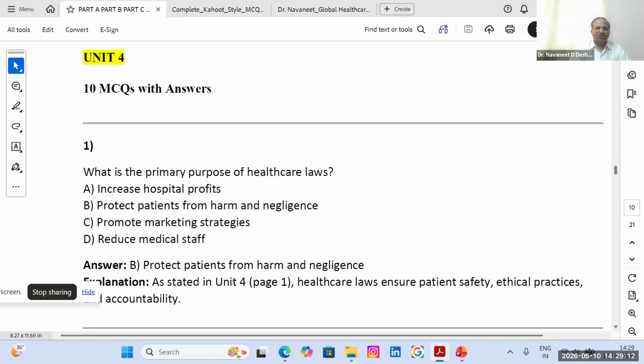Let's now see the first question. What is the primary purpose of healthcare laws? A. Increase hospital profits. B. Protect the patient from harm and negligence. C. Promote marketing strategies for reduce the medical staff. The correct answer is B. Protect the patient from harm and negligence. As stated in Unit 4, healthcare laws ensure patient safety, ethical practices, and accountability.